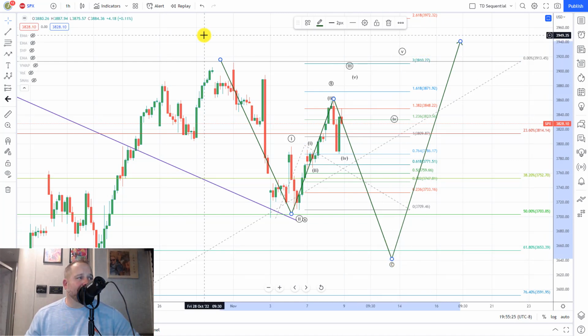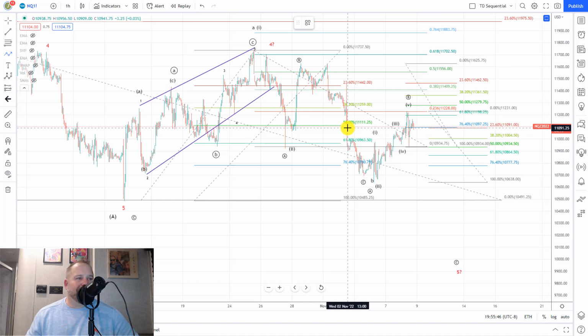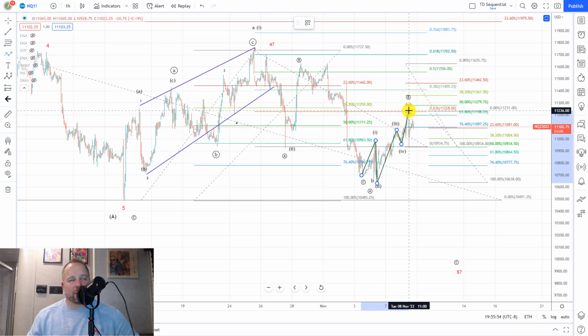Over on the NASDAQ, yesterday we talked about a potential leading diagonal on the NASDAQ, and so far it looks like that could be playing out. You could have this 1, 2, 3, 4, 5 that we highlighted yesterday that it followed to a T, and now it looks like it could be pulling back in wave 2.